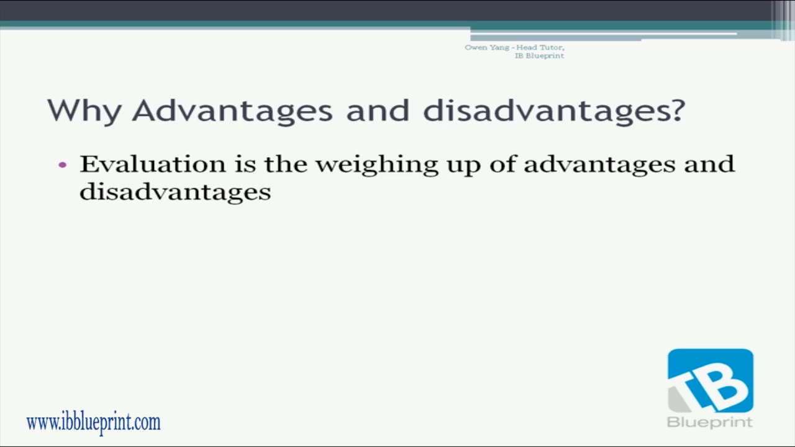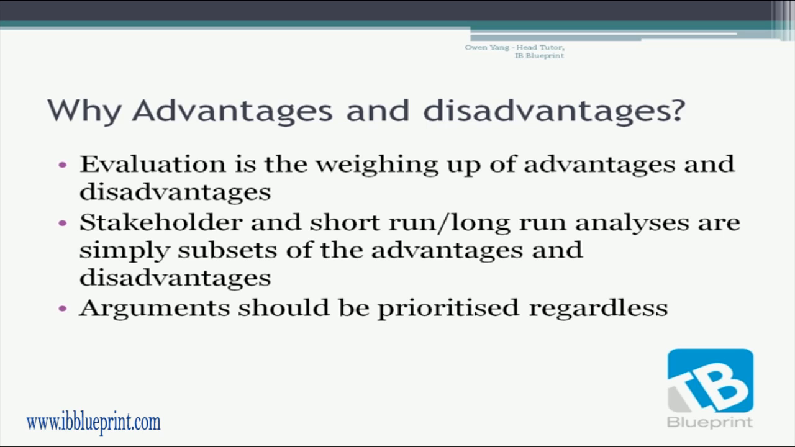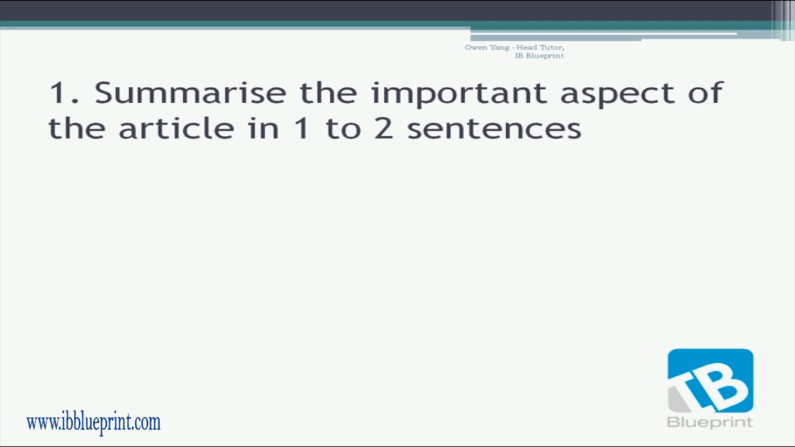When you evaluate something, you decide whether something is overall good or bad. And to decide whether something is good or bad, you should weigh up the good aspects against the bad aspects to see overall, is it good or is it bad? Stakeholder and short-run and long-run analyses are simply subsets of this advantages and disadvantages model. You can analyze, is it advantageous or disadvantageous to various stakeholders? Or is it advantageous in the short run but disadvantageous in the long run? Arguments should be prioritized regardless, and this should be a subset again of your advantages and disadvantages. List most important advantages first, followed by the less important ones.